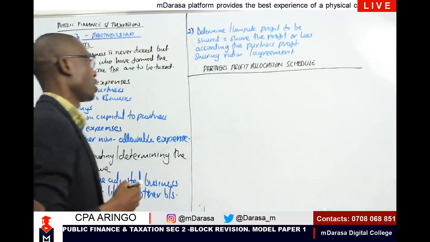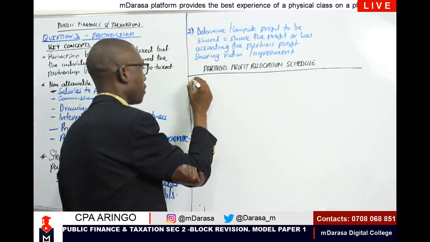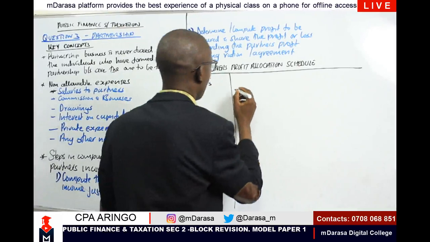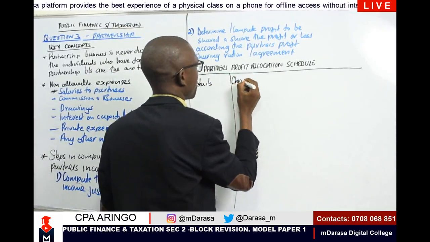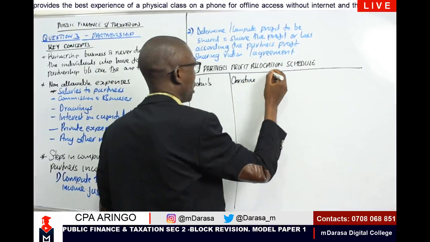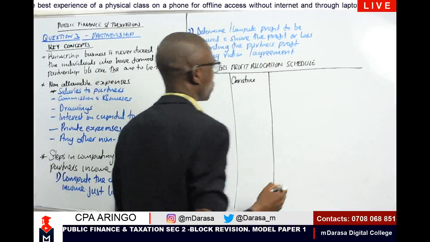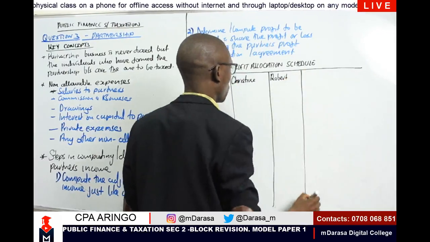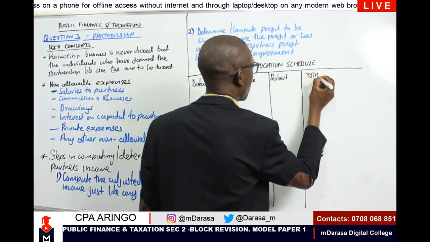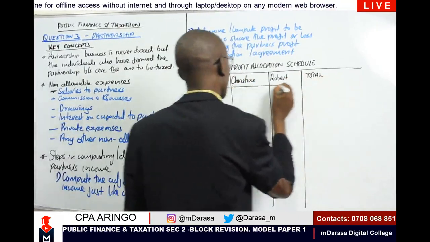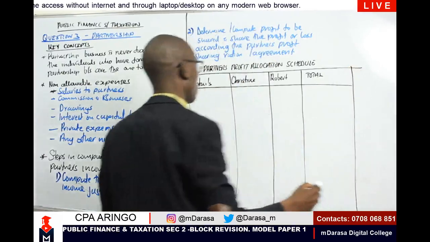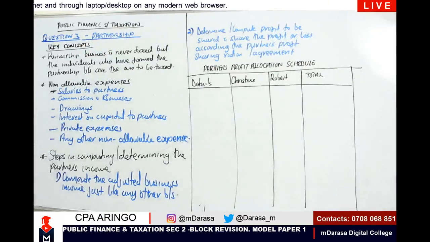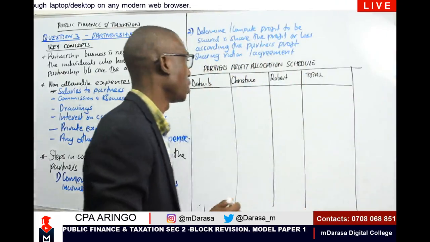And how will this schedule look like? We are going to have our partners here, assuming I'm having Christine. And in this other case, assuming maybe Robert. So we have our total here. So having this case, we'll be talking of our partner's profit allocation schedule. And this is what we'll be looking at.